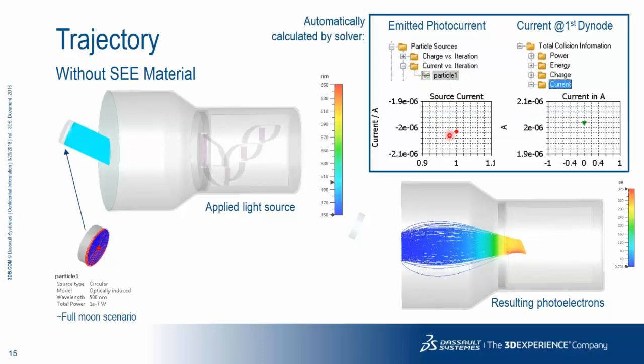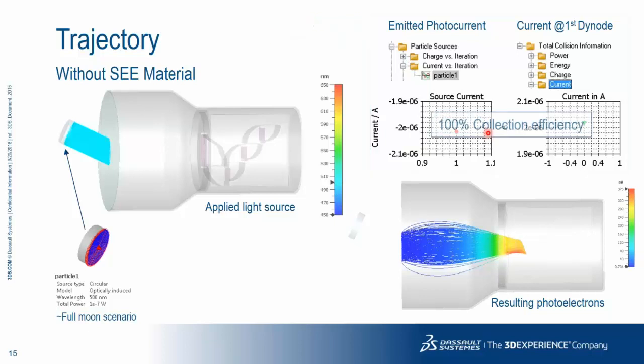If we compare that, maybe going back, we see that we get as emitted photocurrent something about 2 microamps, and we get the same at the first dynode. The sign is different because one is current emitted and the other is current colliding. But again, this is 100% collection efficiency, even though the particles are not necessarily emitted normal to the surface. You see here some particles are coming out with a certain randomness. But the guiding of the field shaper in this case is so nice that all particles still land on the first dynode.